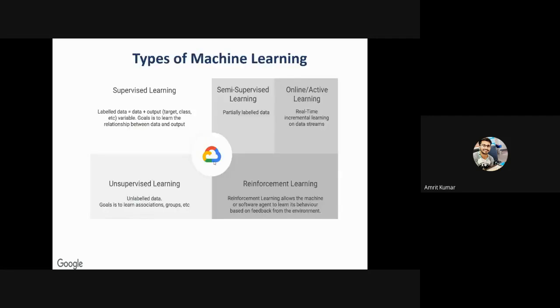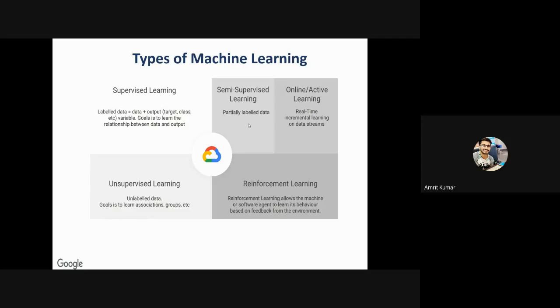So first of all, let me introduce you to the types of machine learning. First of all, it's supervised learning. Supervised learning means the usage of labeled data in training of a model. Okay, so what is labeled data? Which has data as well as the output. And the goal is just simple: to learn the relationship between the data and the output. That's it. That's supervised learning.